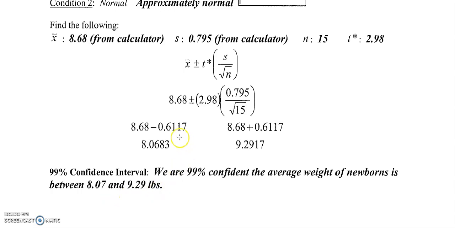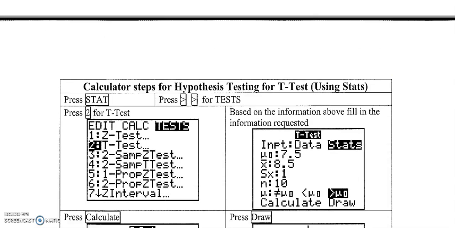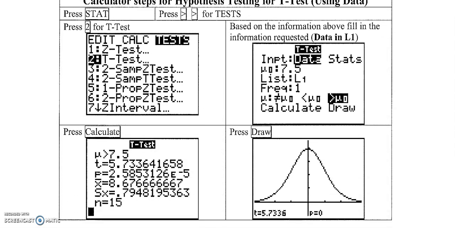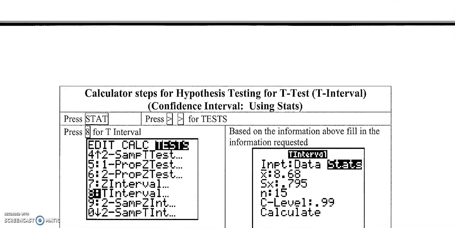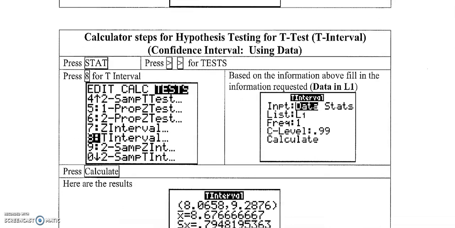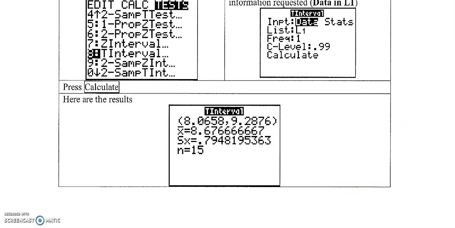Notice this verifies our conclusion. We said that it is greater than 7.5, and when we do the confidence interval, our entire interval, 8.07 to 9.29 pounds, is greater than 7.5. Below that, you have the step-by-step for the calculator that we just reviewed, and that is how to do a t-test.